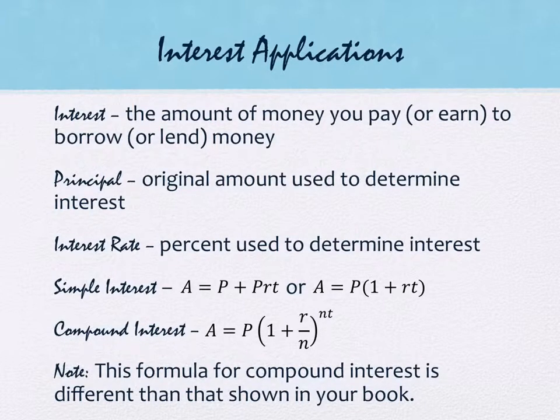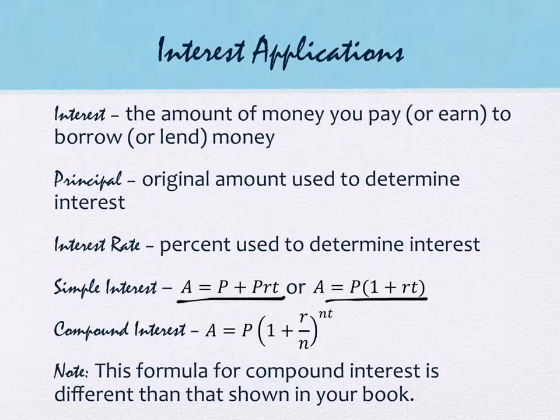The first one is simple interest. You see two formulas there. They're very related formulas, nothing really earth-shattering about them. One of them factors the P out and one of them distributes the P through. It's the same thing. The second one is compound interest, and you see some language there for that one.